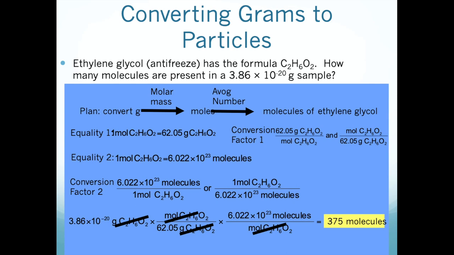Again, this is a good example for showing how we can use both of our conversion factors. We needed molar mass to get from grams to moles. In this case, we had to divide by molar mass in order to get the units to work out. And then to go from moles to number of particles, we'd have to multiply by Avogadro's number.